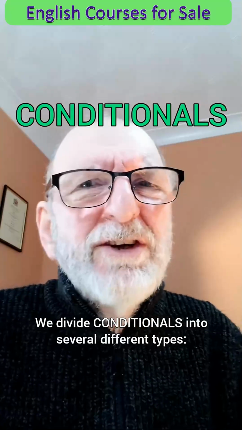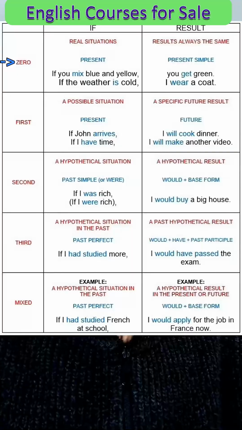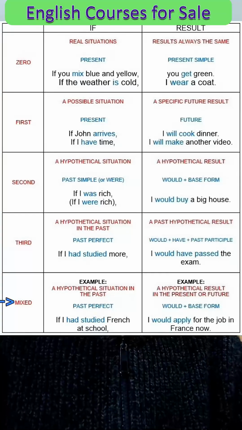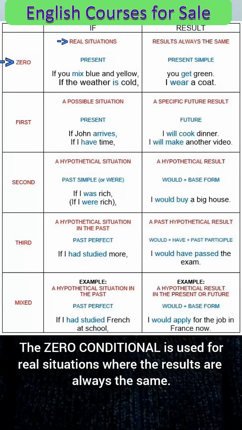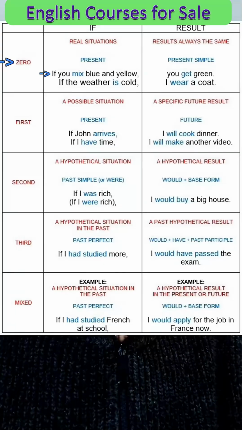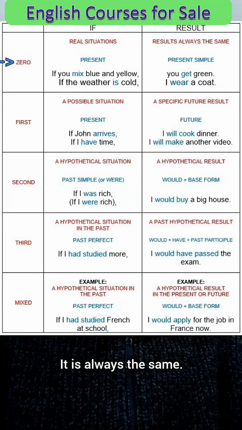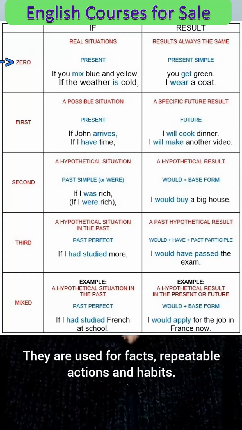We divide conditionals into several different types. Zero conditional, first conditional, second conditional, third conditional, and mixed conditional. The zero conditional is used for real situations where the results are always the same. If you mix blue and yellow, you get green. It is always the same. They are used for facts, repeatable actions, and habits.